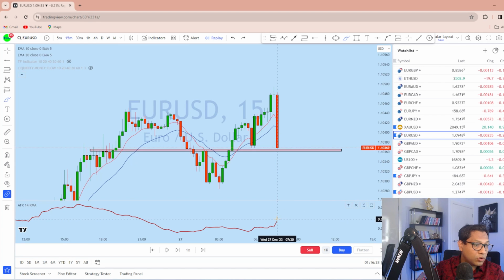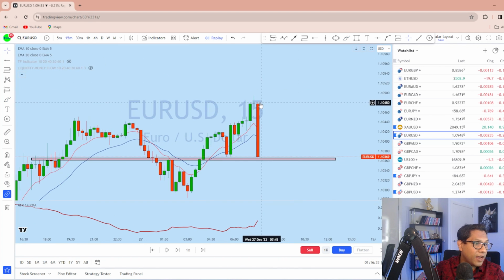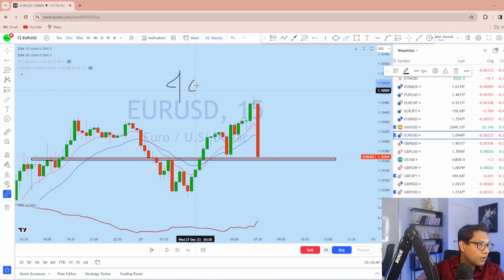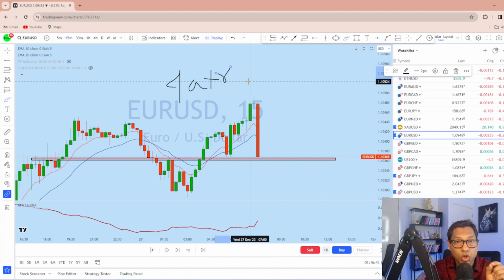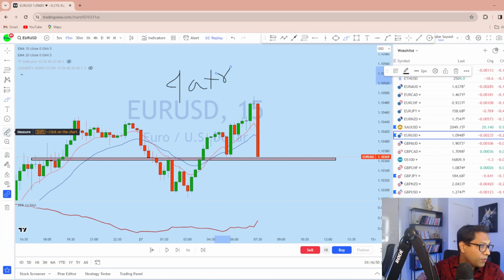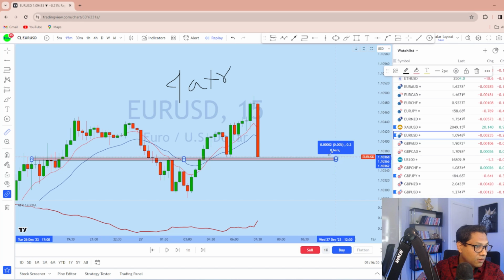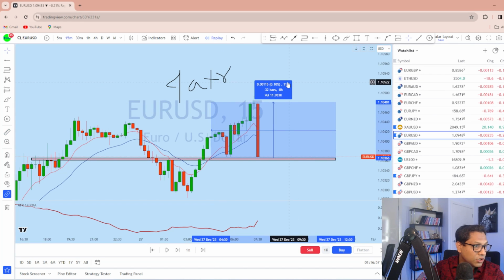Now once you have found the ATR on this candle, the next step is to find the volatility of this individual candle. The range of this candle has to be more than 2 times the ATR. Let's take the scale from here and place it at the start of the candle and the end of the candle. We see that it's an 11 pip movement for this candle.